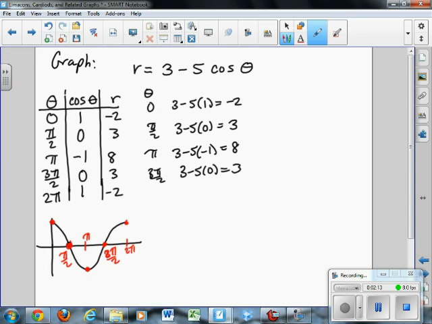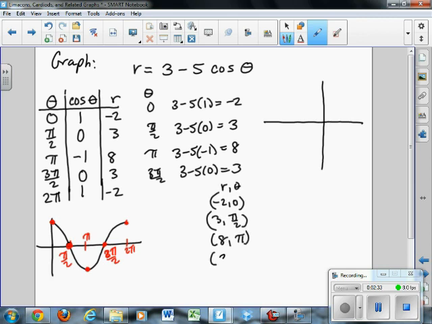Now, graphing this, I'm graphing the points negative 2, 0; 3, pi over 2, because remember it goes in the order r, theta; 8, pi; 3, 3 pi over 2; and then the last one would be the same as the first one. Negative 2, 2 pi would be the same as negative 2, 0. So I'm going to plot these points.